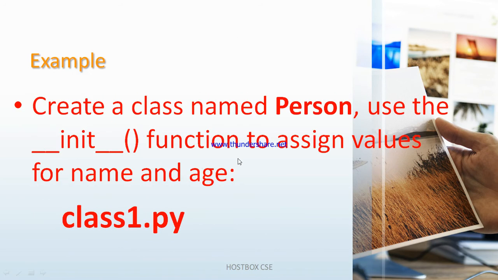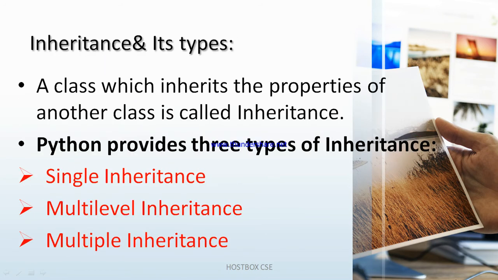Then go for inheritance and its types. A class which inherits the properties of another class is called inheritance. Remember, a class which inherits the properties of another class is called inheritance. Python generally provides three types of inheritance, that is single inheritance, multi-level inheritance, and another one is multiple inheritance.